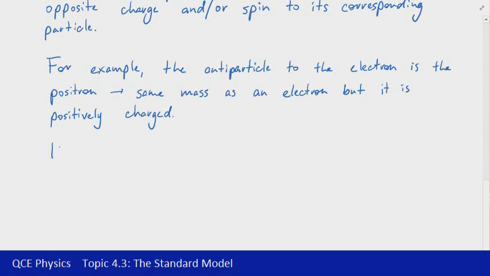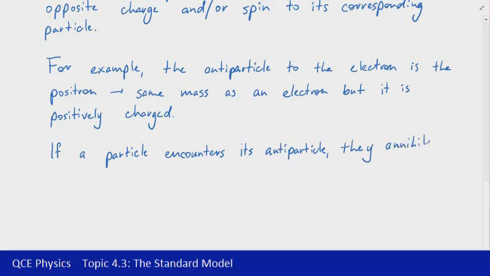Another point to note about antiparticles is that if a particle encounters its antiparticle, and when we say encounters, we're really saying that it's colliding with or interacting with its antiparticle, they will annihilate each other. What we mean by annihilate is that all of their mass is converted to energy, so that they basically destroy each other, and they will produce 2 gamma ray photons.